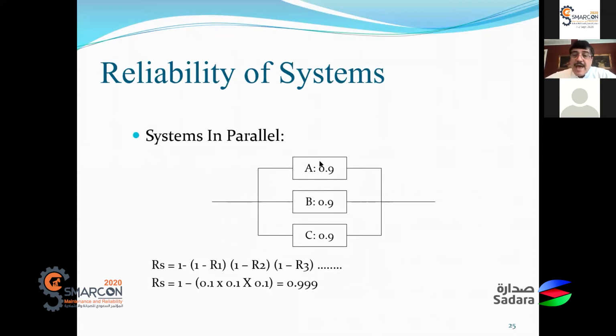So the unreliability of this component is 0.1 because the reliability is 0.9. So what you're going to do is multiply 0.1 times 0.1 times 0.1, in this case, for example, and this is the unreliability. To get the reliability, you subtract it from 1 again.